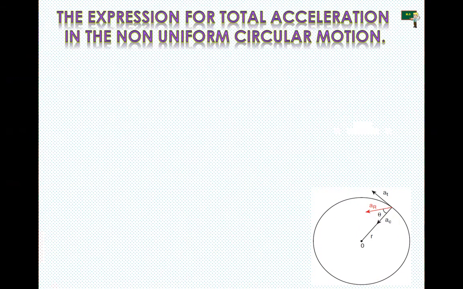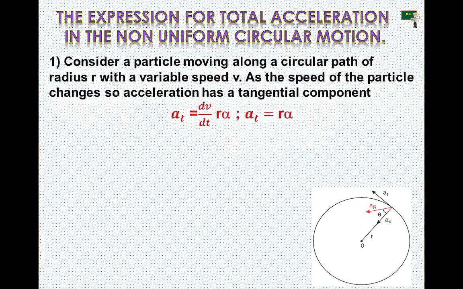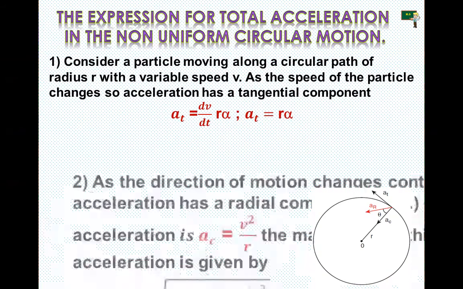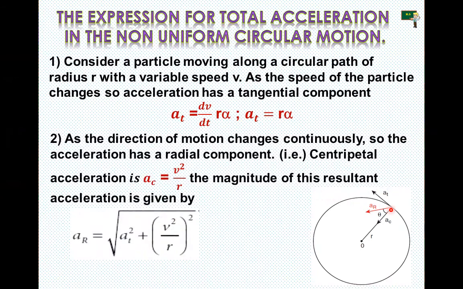Now let's see the expression for total acceleration in non-uniform circular motion. This is a non-uniform circular motion picture. Now consider a particle moving along a circular path of radius r with a variable speed v. As the speed of the particle changes, the acceleration has a tangential component.